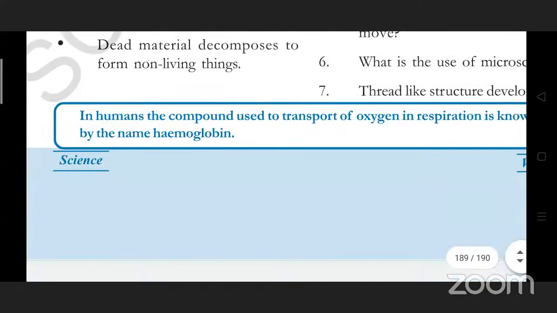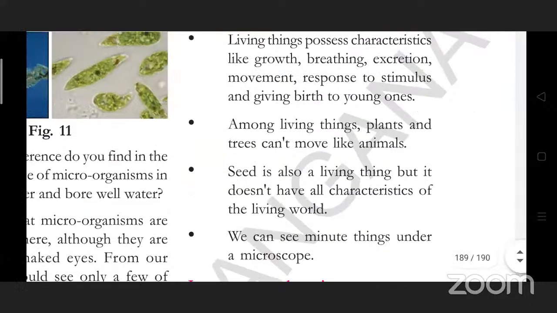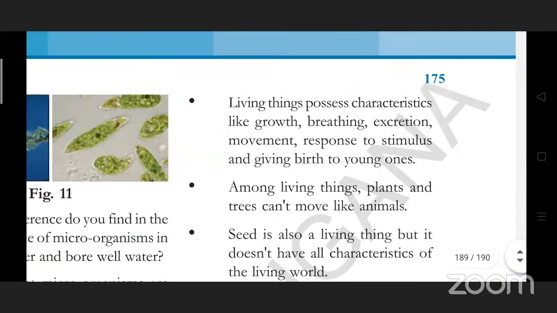Concentrate here. Living things possess characteristics like growth, breathing, excretion, movement, response to stimulus, and giving birth to young ones. Growth should be present, breathing also, movement, response to stimulus, and giving birth to young ones. These are the characteristics of living things. Next, children, concentrate here: things that do not possess these characteristics come under the group of non-living things, like a chair.